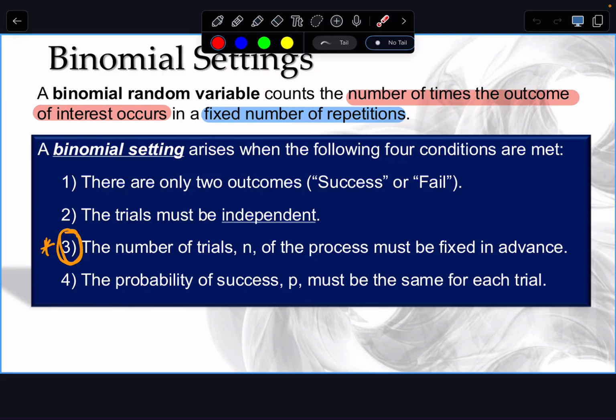So in that third condition, we're saying we have a fixed number of trials. So they have to tell us ahead of time, we are going to do it this many times and that's it. And we talk about the number of trials as a lowercase n. That's the notation we're going to utilize, so make sure you get that down as well. So when you see that lowercase n, they're telling you that's the number of trials for that particular random phenomenon.